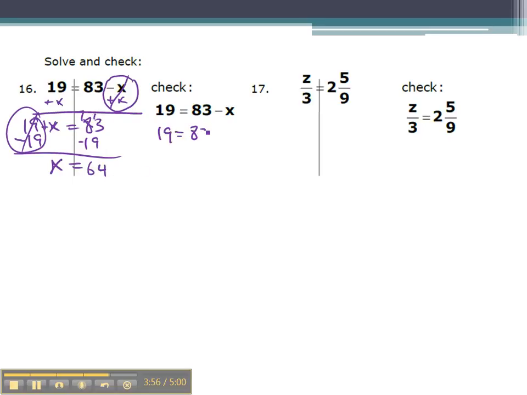19 equals 83 minus 64. Borrow here. 13 minus 4 is 9, and 7 minus 6 is 1. So 19 equals 19, so that checks out. So x equals 64. And we're not going to have enough time on this video to do 17, so I'll do that on the next video.